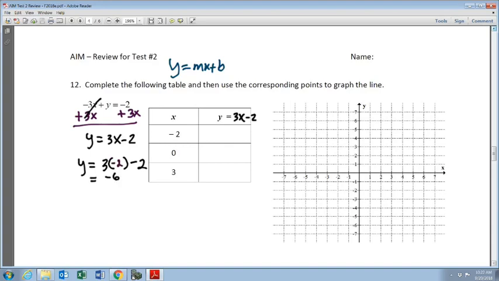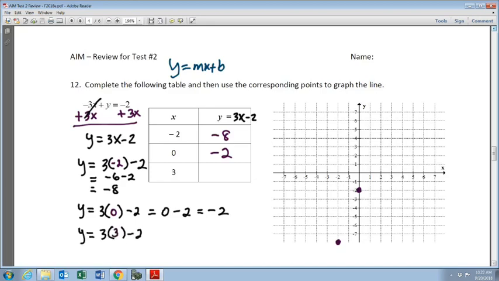We're going to get 3 times negative 2 minus 2, and that gives us negative 8. And so negative 2, negative 8 is on the graph. And then if we plug in 0, we're going to get 0 minus 2, and that's going to give us negative 2. So 0, negative 2 is on the graph. And then if we plug in 3, we get 9 minus 2, which is 7, and let me go ahead and plot that one on the graph.